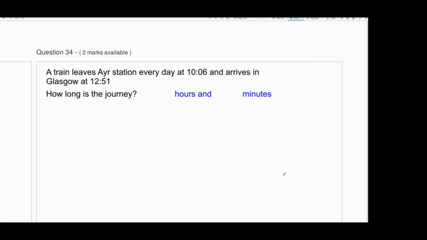Number 34 is an interesting one. So a train leaves a station at 10:06 and arrives at Glasgow at 12:51. How long is the journey? So let's give you a hint for this. So it's 10:06.